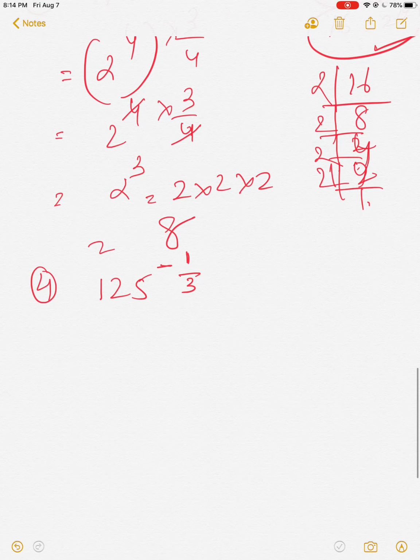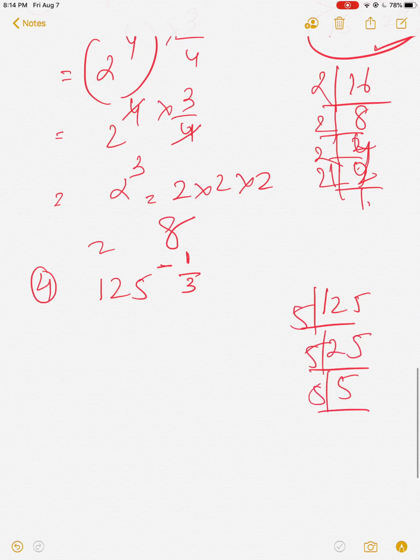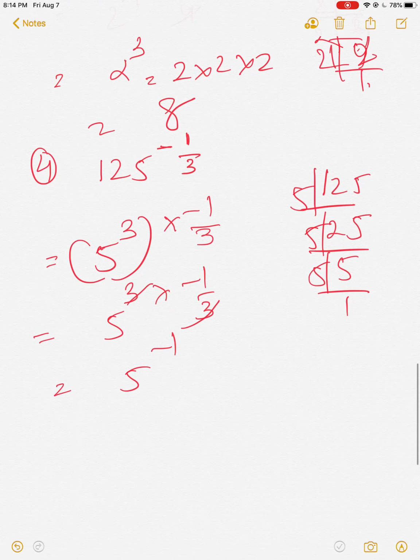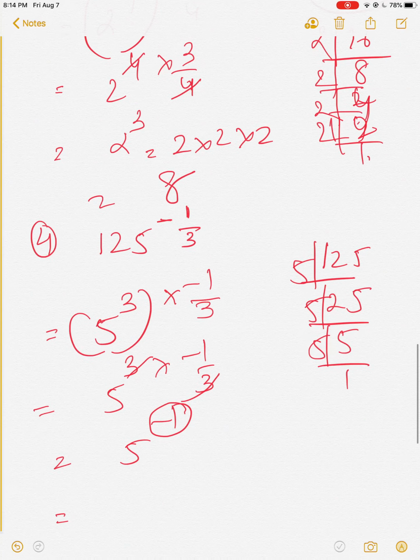Minus 1 upon 3. So 125 can be written as 5 cube: 5 2s are 10, 5 5s are 25, 5 5s are 125. It can be written as 5 cube into minus 1 upon 3. Now 5 cube into minus 1 upon 3, the 3 will be cancelled. 5 raised to minus 1.